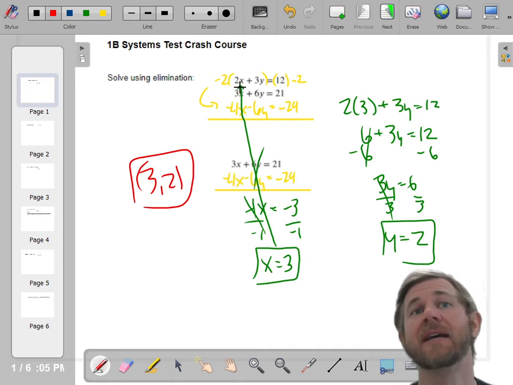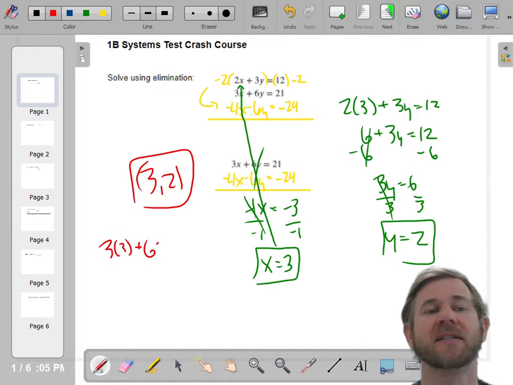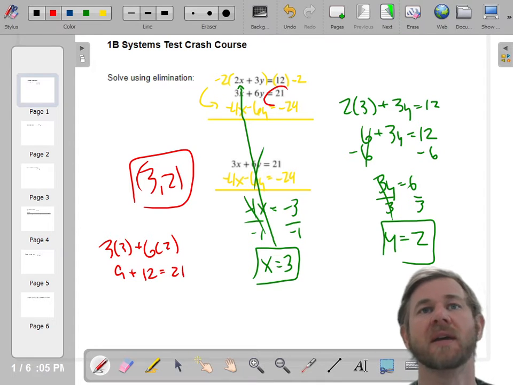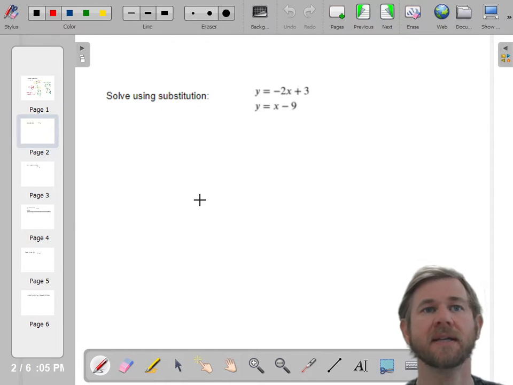You can check that by plugging it in right there. 3 times 3 plus 6 times 2. 9 plus 12 is 21. Hey, I knew we did it right. Let's try another one. Substitution.